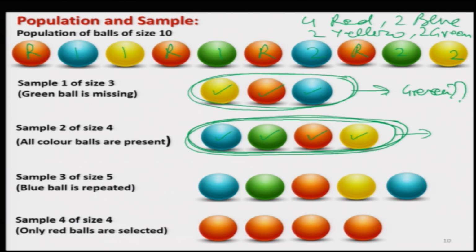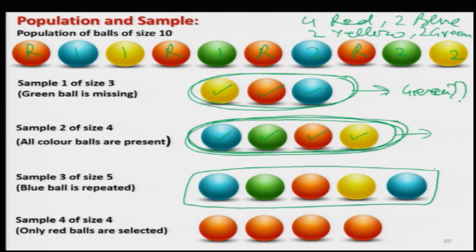Now, I take another sample over here, sample number 3. So, you can see here you have all types of balls, blue, green, red, yellow, but there are 2 blue balls here. So, if you look at this sample, it is trying to give us the information that as if the number of blue balls in the population is more than the green, red, or yellow balls. So, is that really true?